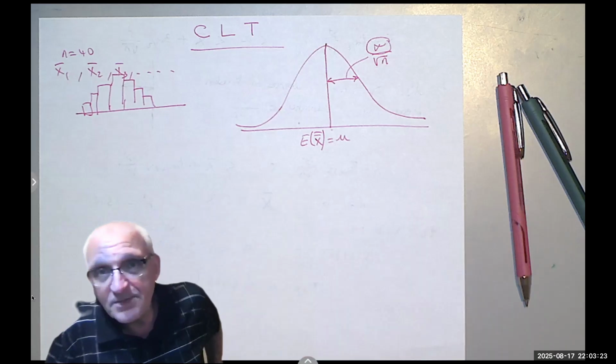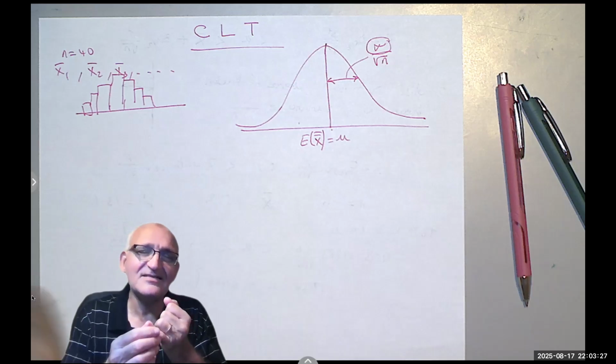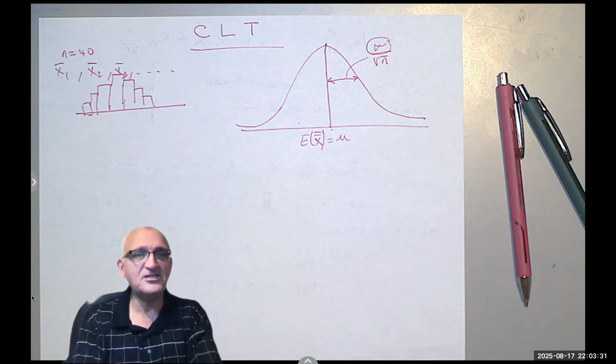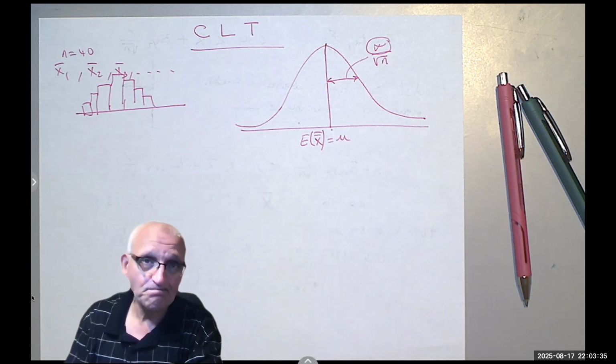So I don't know the distribution, but I know its mean and its standard deviation, or I can estimate its mean and I can estimate its standard deviation. That's how powerful the central limit theorem is.